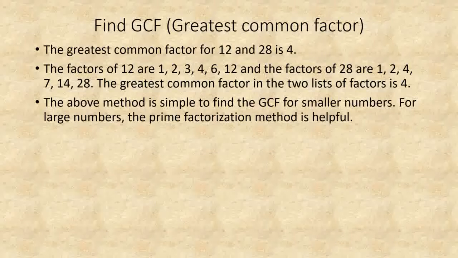Now in these two lists of factors, what are the common factors? 1, 2 and 4 are common factors because these numbers are present in both the lists, the list of factors for 12 and the list of factors for 28. Now amongst 1, 2 and 4, which is the greatest number? It is 4. So 4 is the final answer. 4 is the greatest common factor for the two given numbers, 12 and 28.